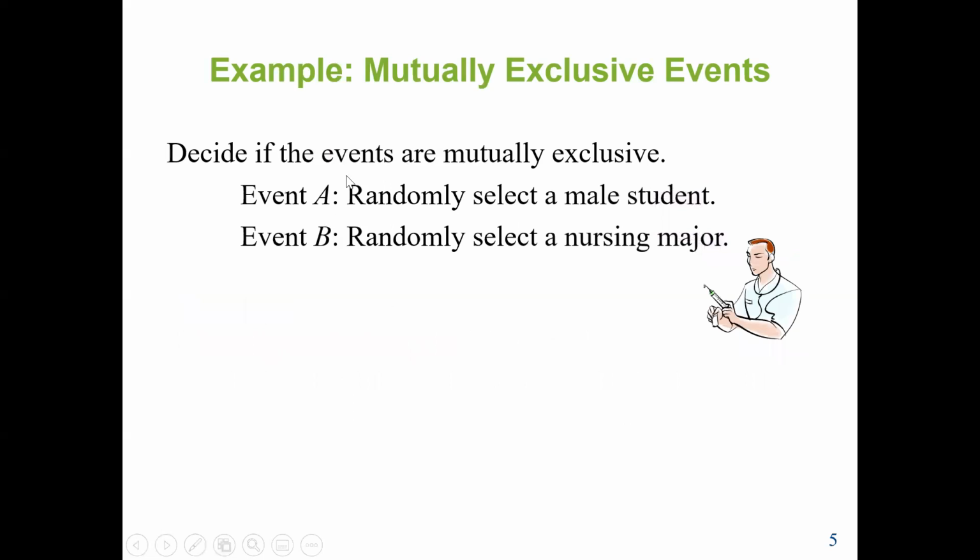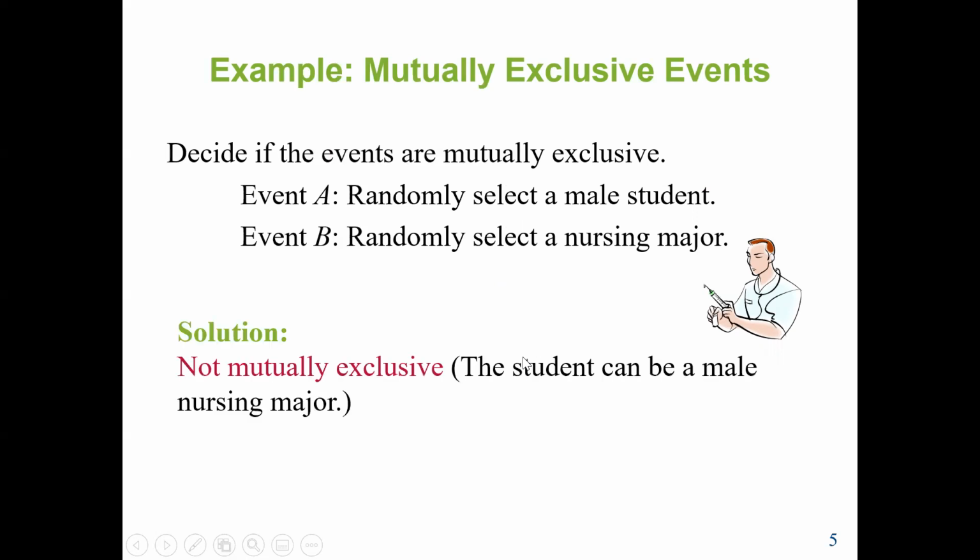Now, the second example: decide if the events are mutually exclusive. Event A, we randomly select a male student. Event B, we randomly select a nursing student. Events A and B are not mutually exclusive because we can have a male student who is also a nursing major. So our solution is not mutually exclusive, because the student can be male and also a nursing major.